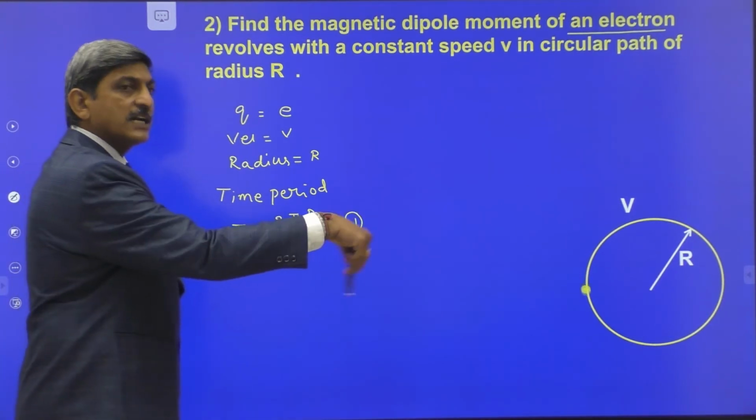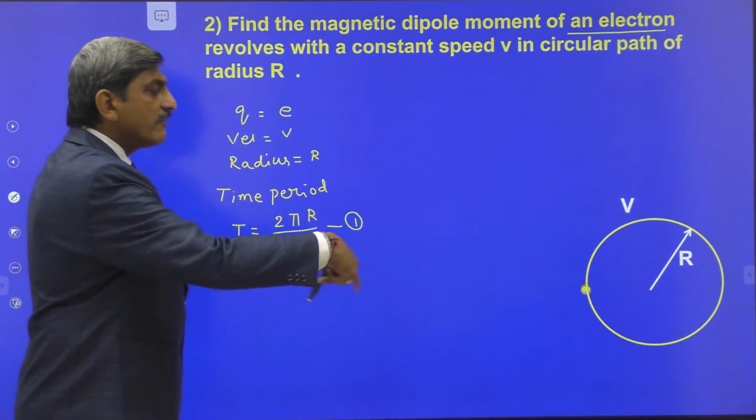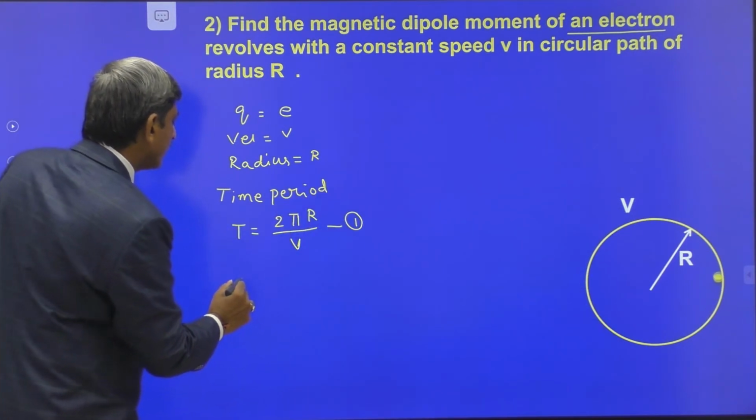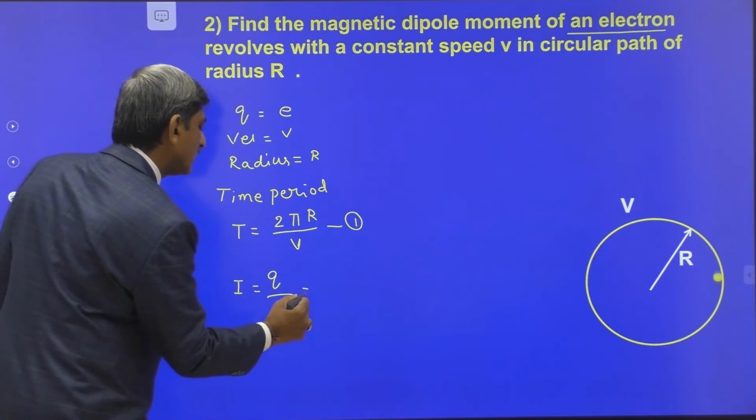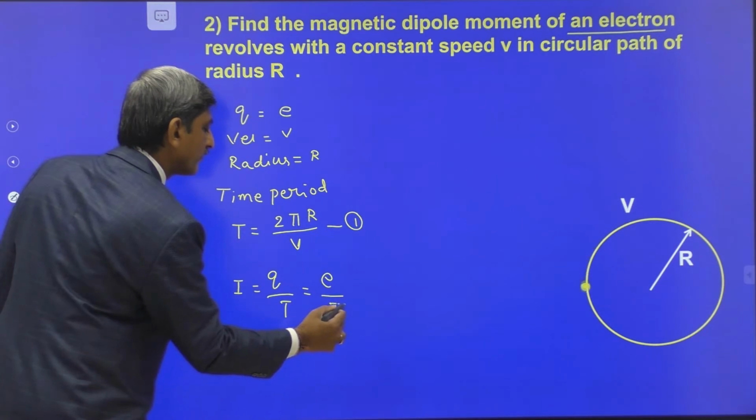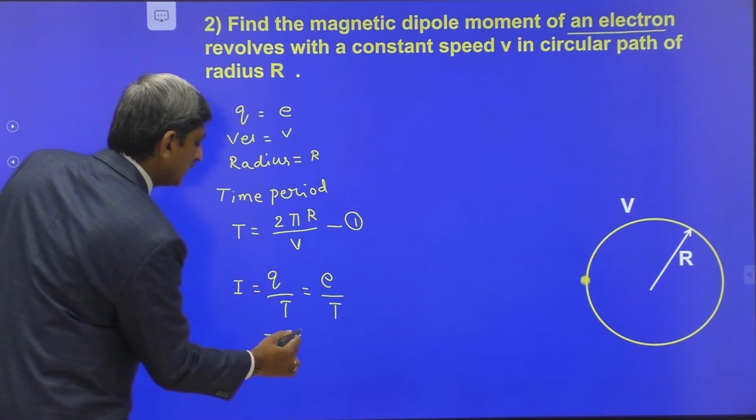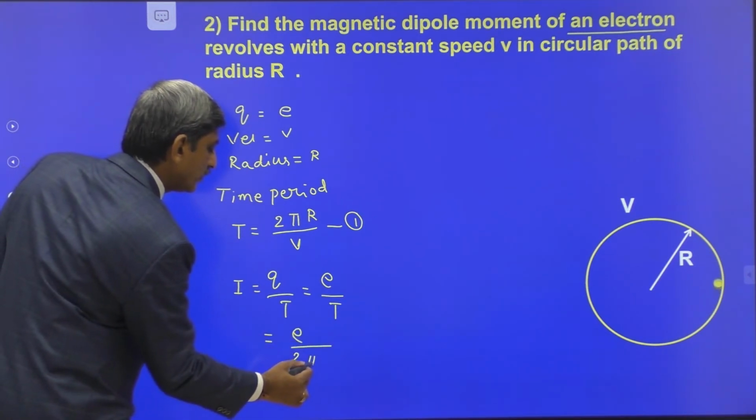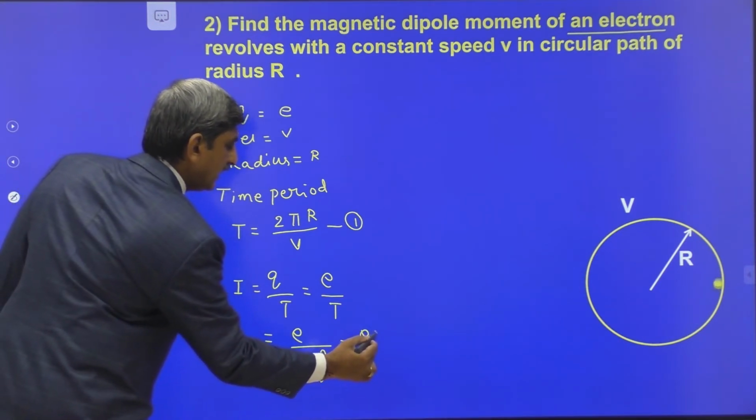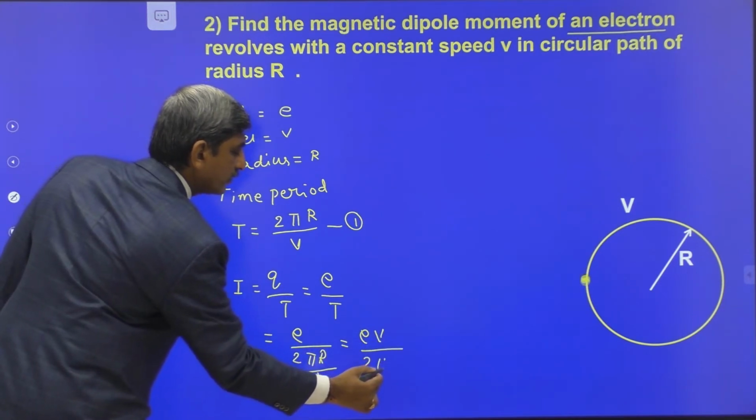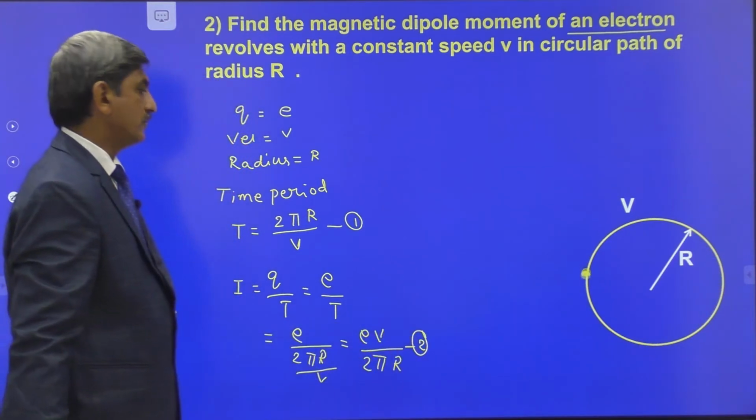Now here first I calculate the time period of the rotation of the electron. Already we studied that the revolving electron constitutes some current, and that current equivalent of the electron is given by I is equal to Q by T. This is equal to e by T. By substituting this time period T value, we have I is equal to e divided by 2 pi r by v, that is equal to e v divided by 2 pi r. Let it be equation number 2.